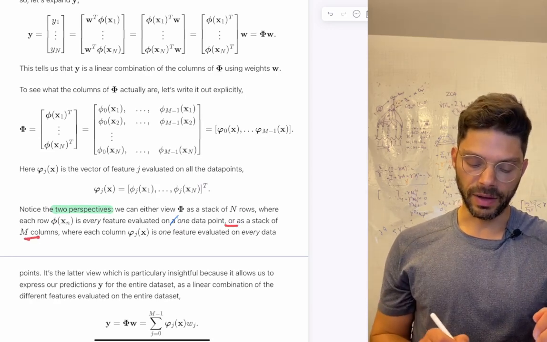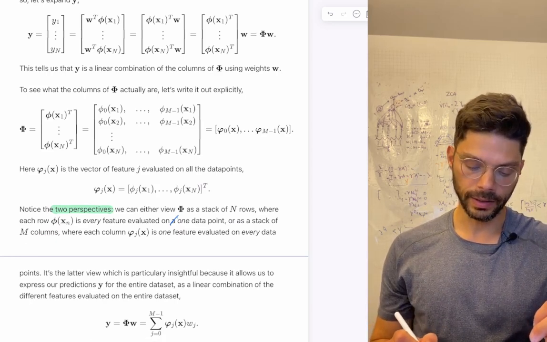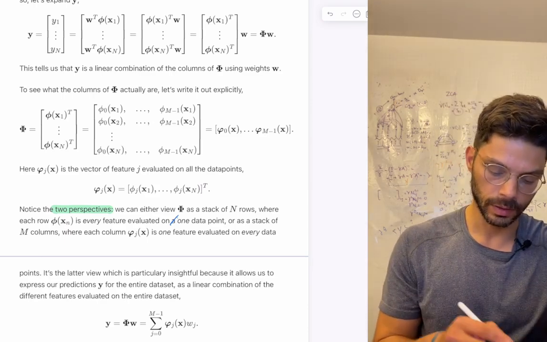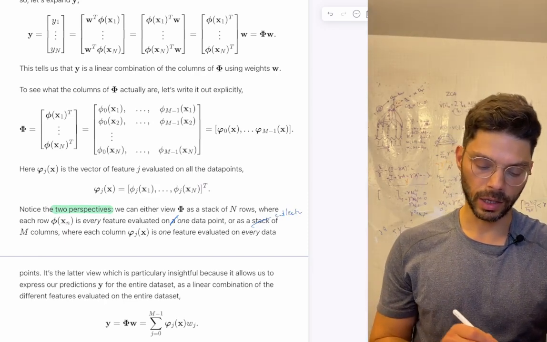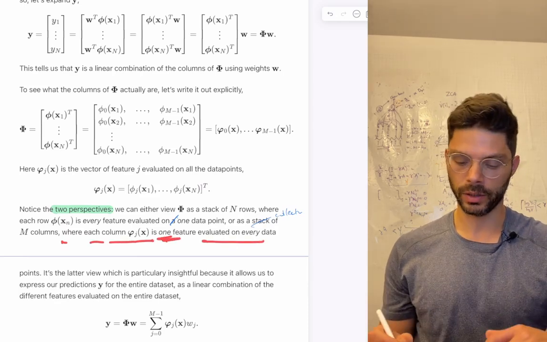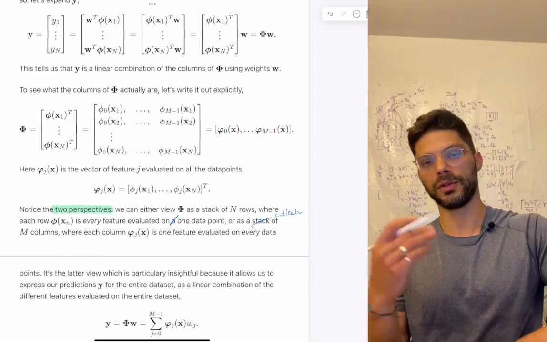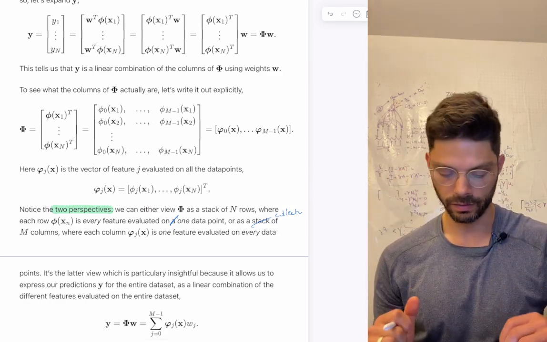Or as a collection of m columns, where each column phi j is one feature evaluated on every data point. So that is what we're talking about here. There's two perspectives, and it's always really cool to keep those in mind. It's the same matrix, but you can view it from two perspectives.